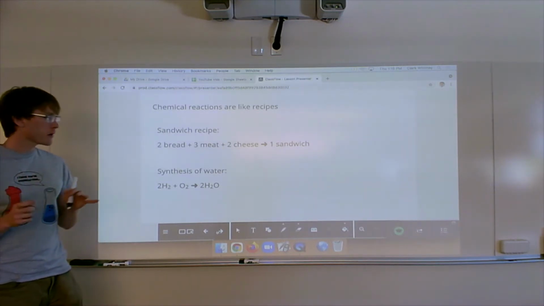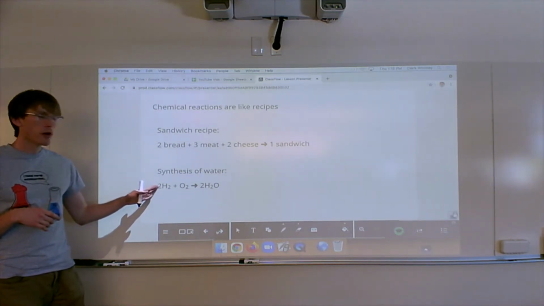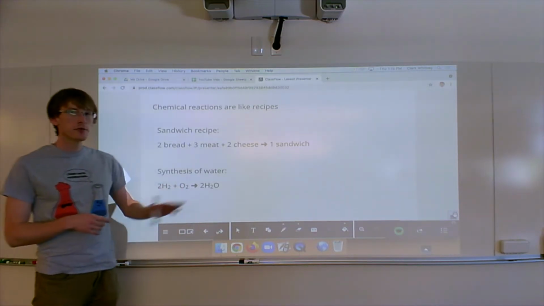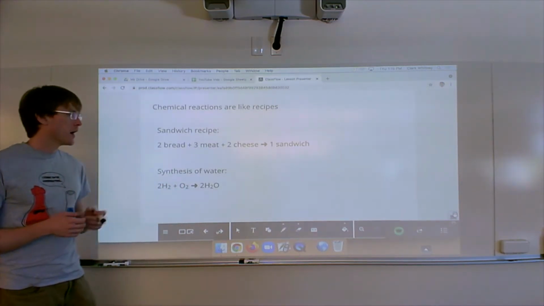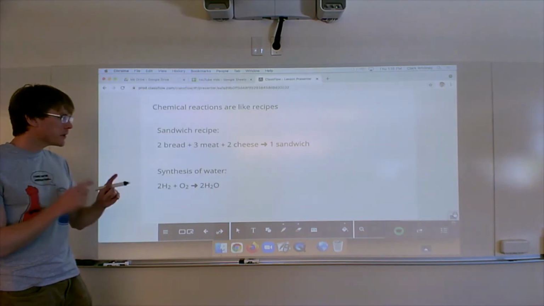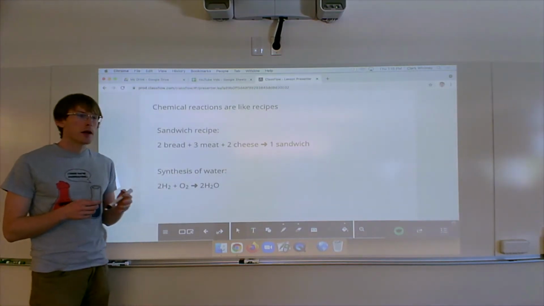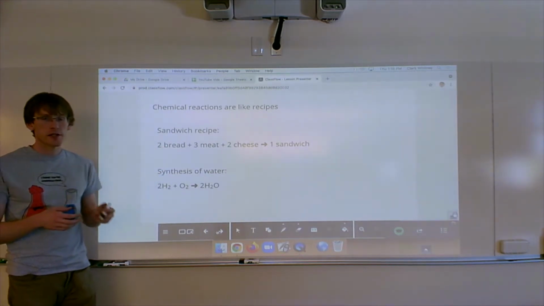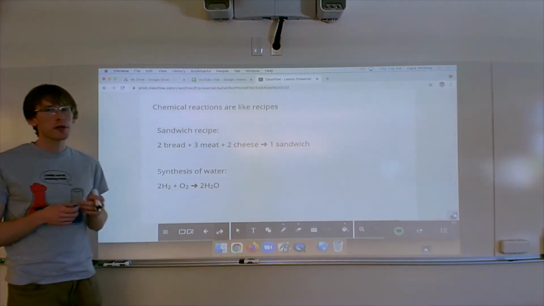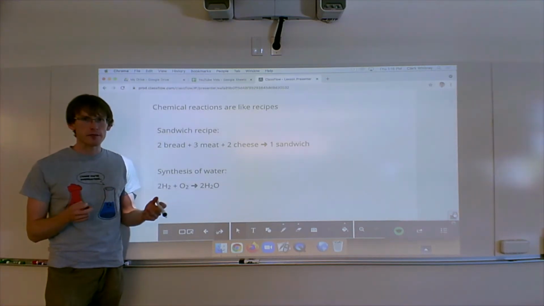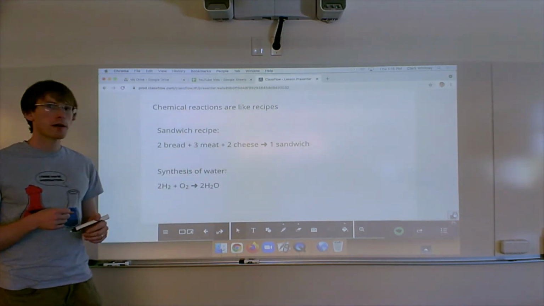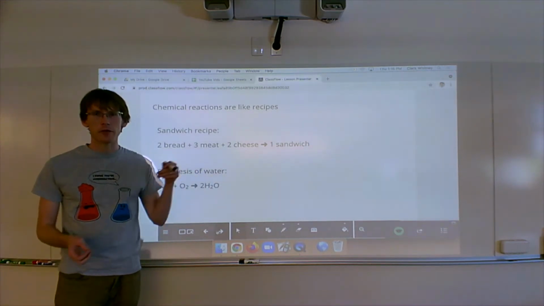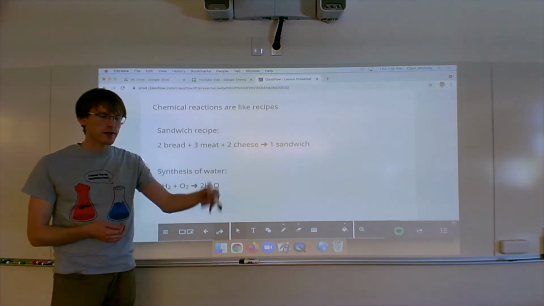In the case of water, we can say that there are 2 molecules of hydrogen and 1 molecule of oxygen forming 2 molecules of water. The unit here is a molecule, and just like the unit above in the sandwich is a slice, notice how we don't say we're using 20 grams of bread and 15 grams of meat. We don't do that because, frankly, it's easier to just count them out. Just, here's a slice, here's a slice.